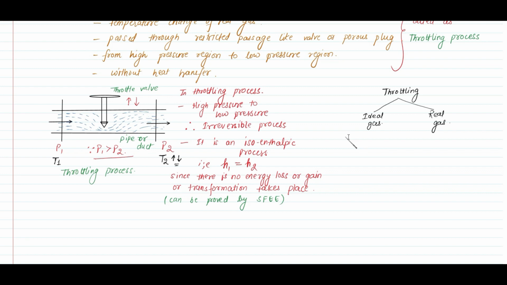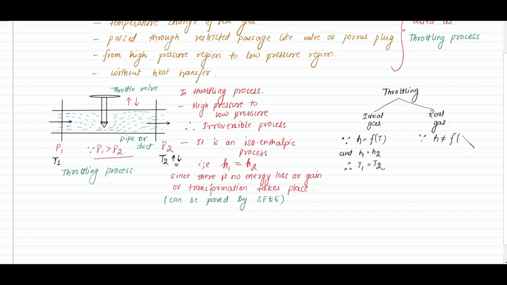Now coming to the ideal gas. In ideal gas, we know that enthalpy is a function of temperature only. And in throttling, enthalpy is constant. Therefore, we can say temperature is also constant. That is T1 is equal to T2.